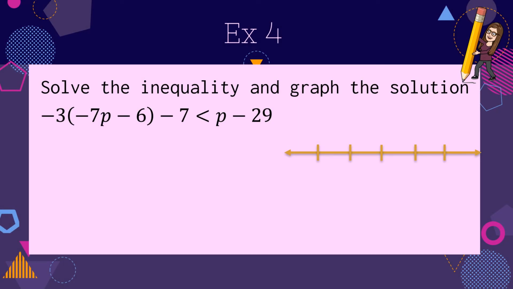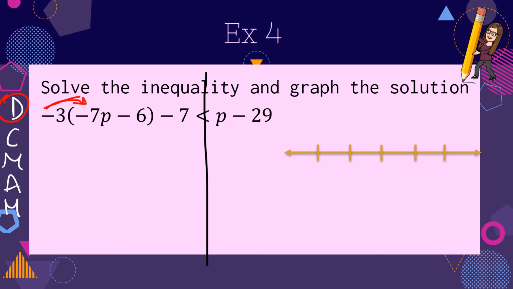All right, let's put all of these steps to work. This one looks longer because it is longer. We're going to go through every single step. So our first step is distribution. I am going to distribute a negative 3 into the parentheses. Negative 3 times negative 7 is positive 21p. Negative 3 times negative 6 is positive 18. Everything else falls down.